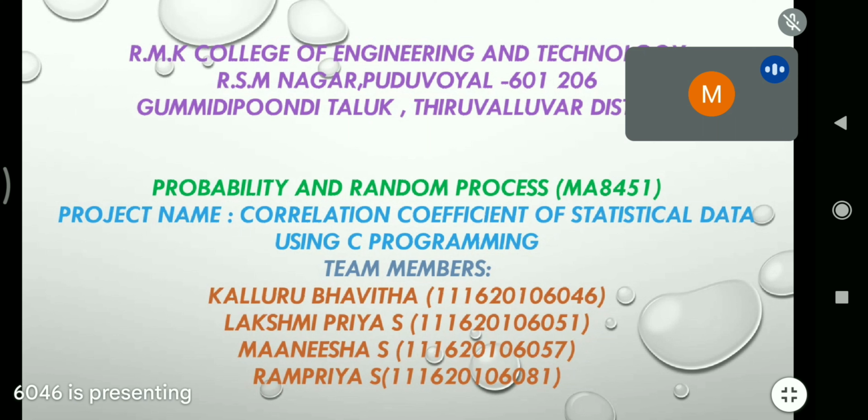Myself Monisha S, register number 57. My team members are Kalluru Bhavita, register number 46, Lakshmi Priya, register number 51, and Ram Priya, register number 81.